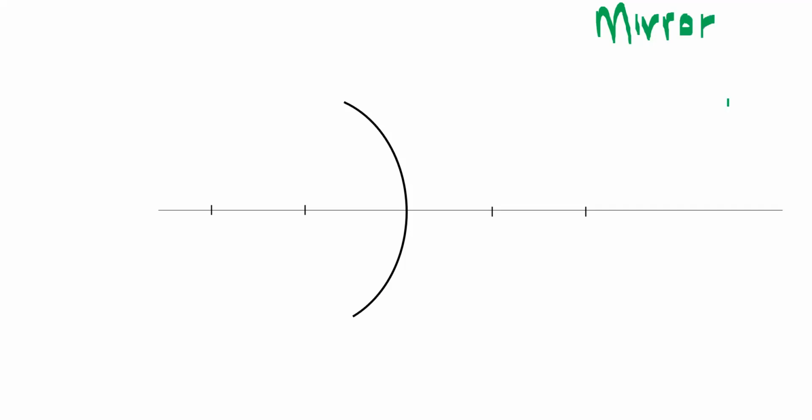Okay. So now this is a concave mirror. Concave mirror. That means behind here, they have put some paint.